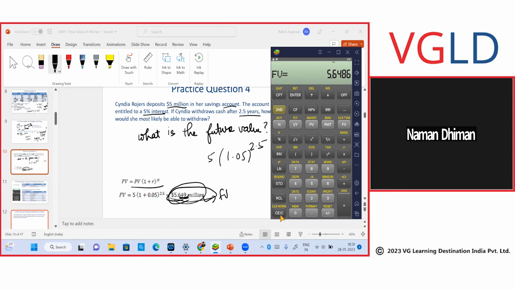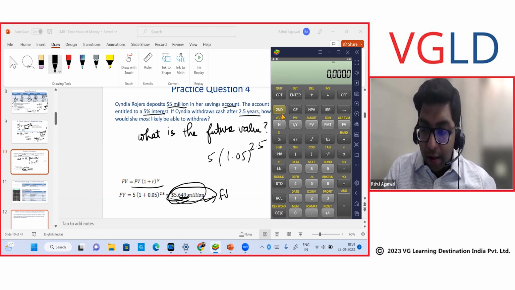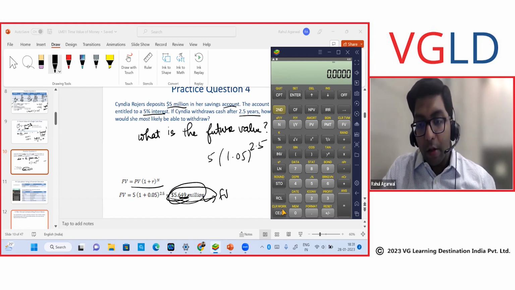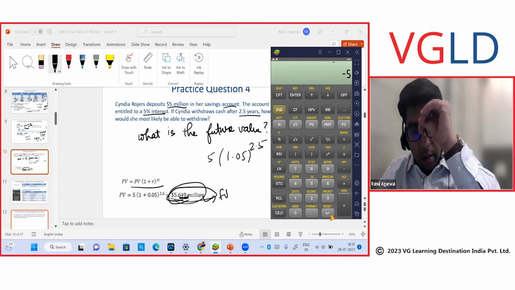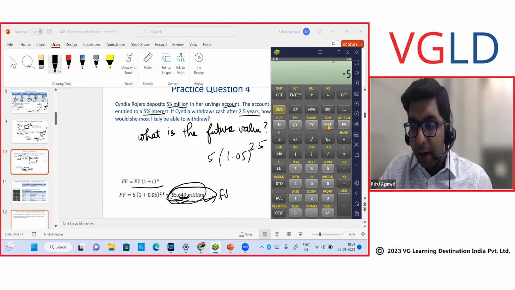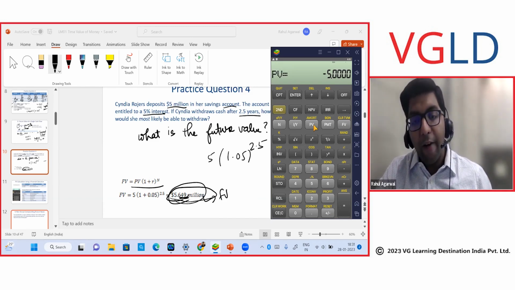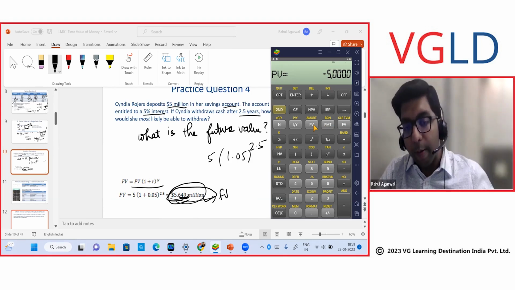Sir, can you repeat again? Yeah, let me clear it. Let's clear the calculator first. Second, clear TVM. We have cleared all the data. What is the question asking? What is the future value? How much money am I getting after 2.5 years? How much am I investing today? 5 million, right? I'm just taking the million as the unit. So plus minus 5, present value.